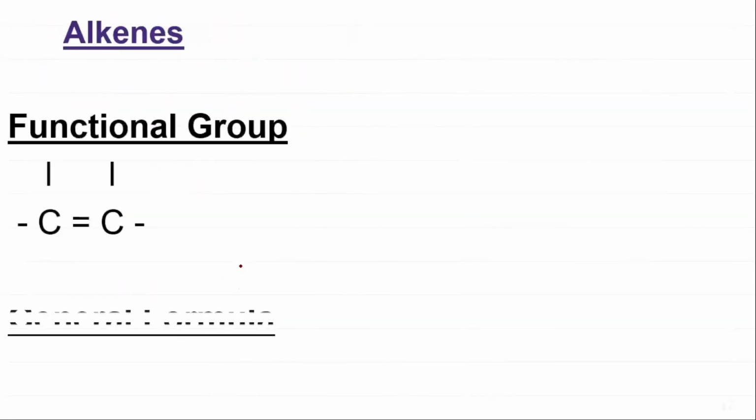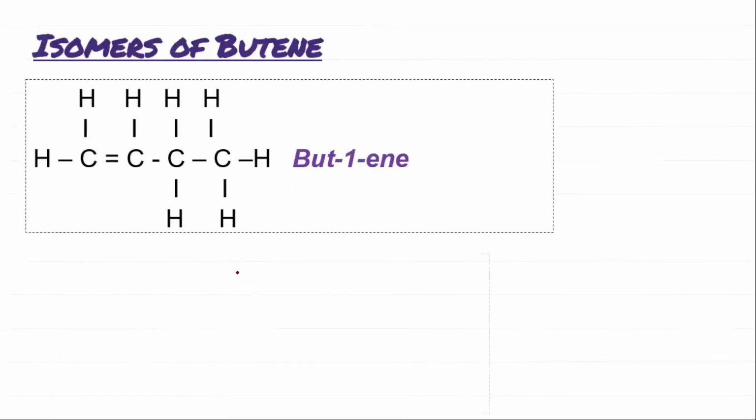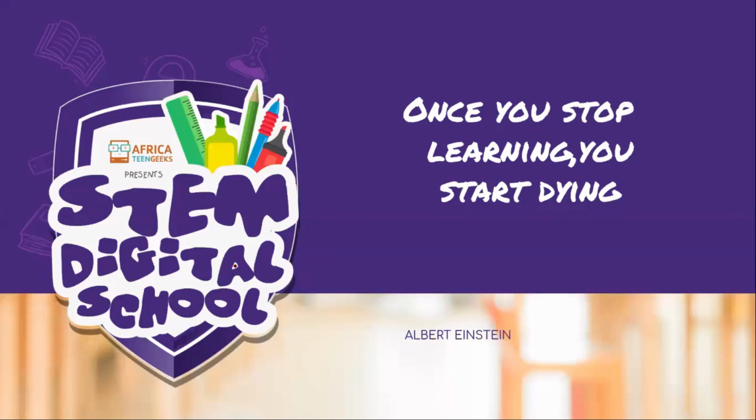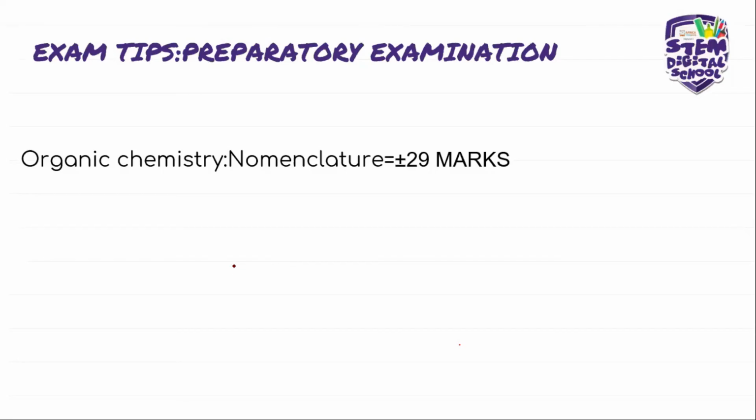But what I wanted to move to, at least for today, is just to give you tips on preparing for your examination. Remember now, my dear learners, for the preparatory examination, the entire organic chemistry, it will be 85 marks. That means the section on nomenclature of organic molecules, the section on physical properties, and the section on organic reactions. But this section alone, which is nomenclature, will be plus minus 29 marks.